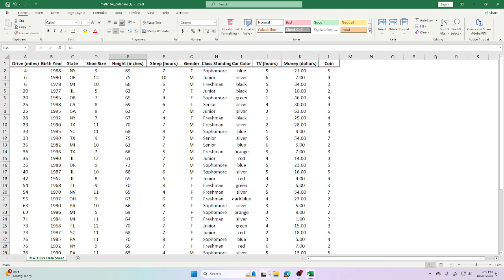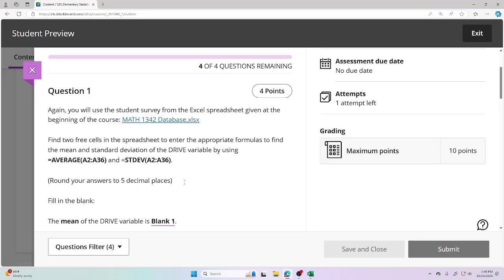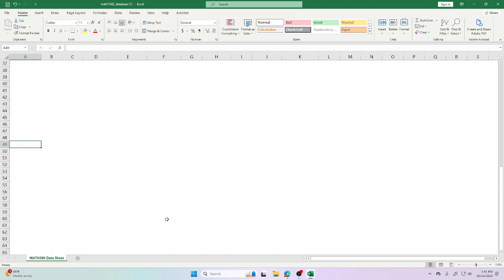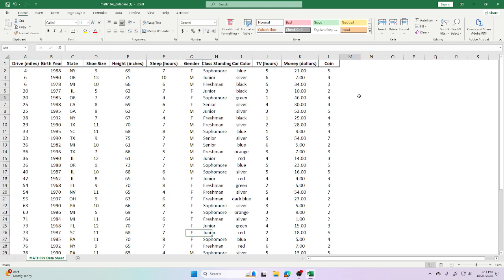So let me follow the instructions exactly as they say. Find two free cells on the spreadsheet. There's some right there. There's some right here. There's some other ones down there, right? Do you understand what it means by free open cell? Anything, just as long as it's ready for you.